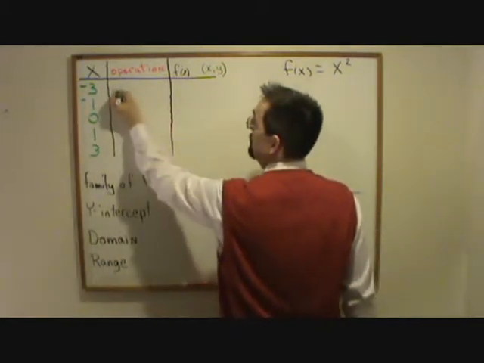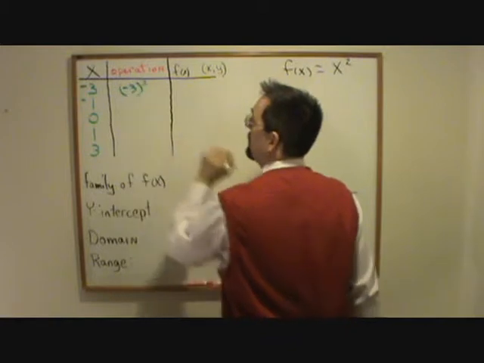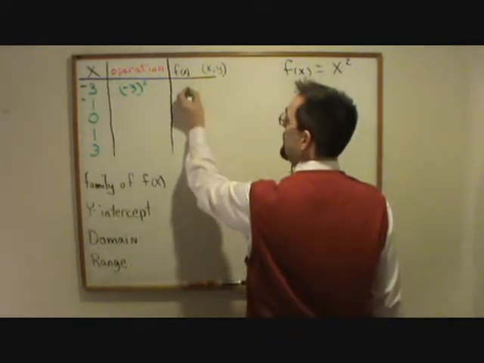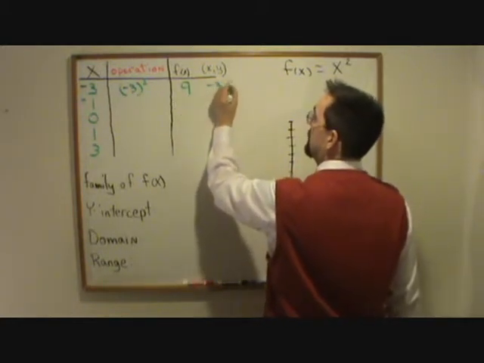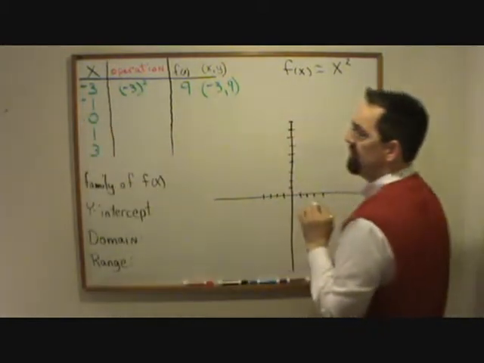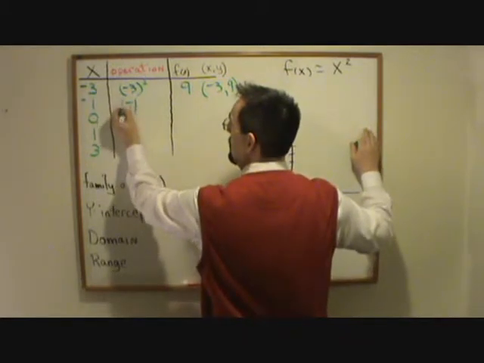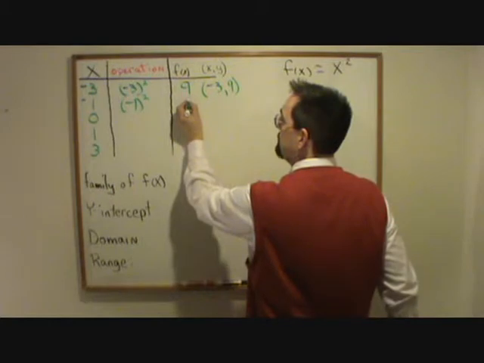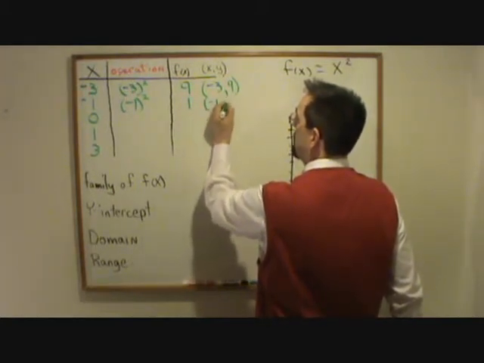I'm going to put a minus 3 squared. Well, that's the same as minus 3 times minus 3. So we're going to get a 9. Our first coordinate point, minus 3, comma 9. Arbitrary value number 2, minus 1 squared. Minus 1 times minus 1 gives us a 1. Our second point, minus 1, comma 1.